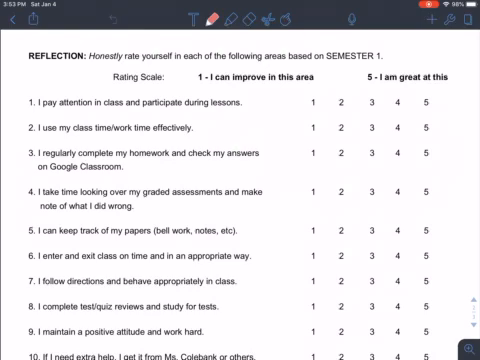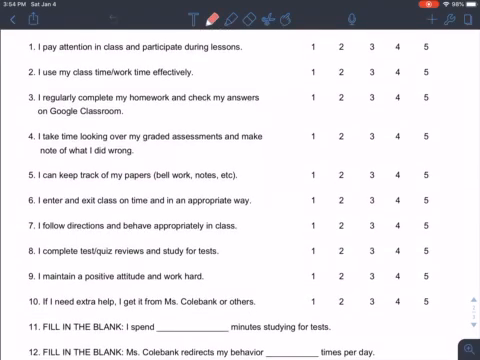4, I take time looking over my graded assessments, so quizzes and tests, and make note of what I did wrong. In a perfect universe, whenever I turn back a graded test, you would look back at it very carefully. You would make notes on every single thing you messed up and go back and study those. I know a lot of you are not doing that, and that would be the ideal situation if you did. 5, I can keep track of my papers, bell work, notes, etc. When I say, hey, pull out this note sheet, do you have it on you? Or do you not know where it is? Or is it half filled out or torn in half? Think about those things.